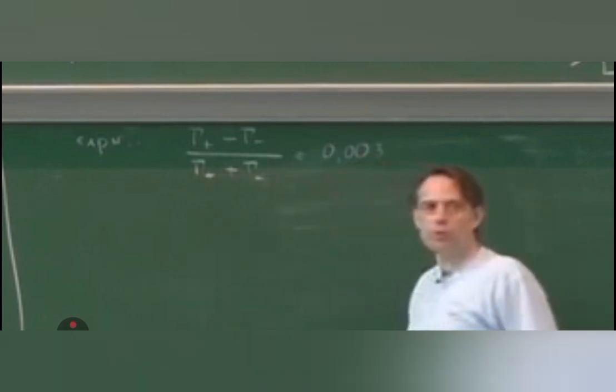So the experiment tells us that the following ratio, the difference of the decay rates divided by the sum, so the relative difference, in other words, is 0.003, a 3 per mil difference. And that is a direct observation of CP violation. And this direct observation exactly agrees with the prediction of the standard model involving the CKM phase.